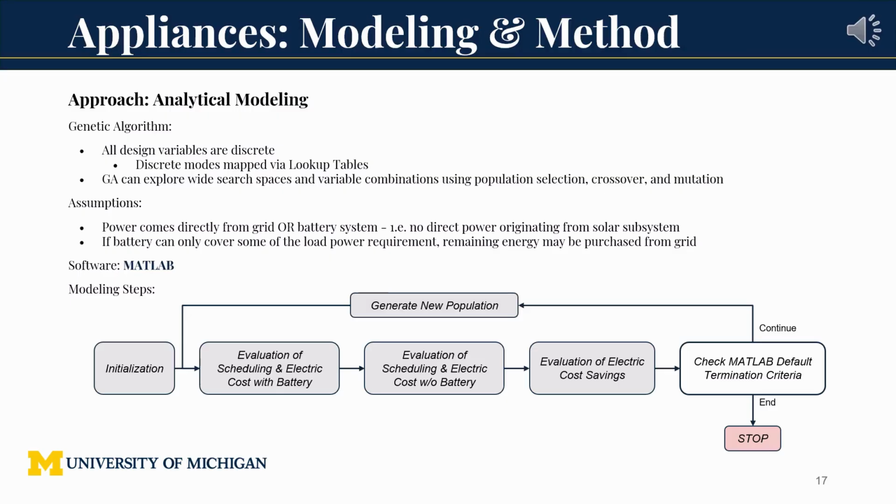An analytical model was chosen for its speed and simplicity since each appliance can be defined using discrete variables. We use a genetic algorithm to efficiently explore a wide range of scheduling combinations, especially for this kind of discrete and nonlinear problem. We evaluate costs under 2 scenarios, one with a battery system and one without, and use the difference to estimate realistic cost savings.